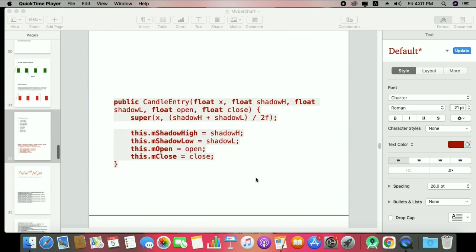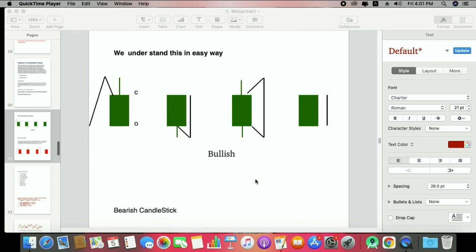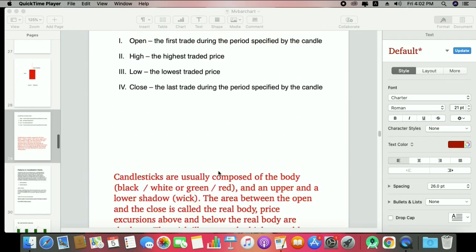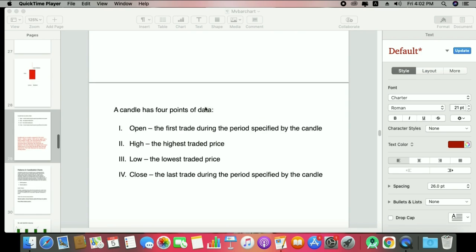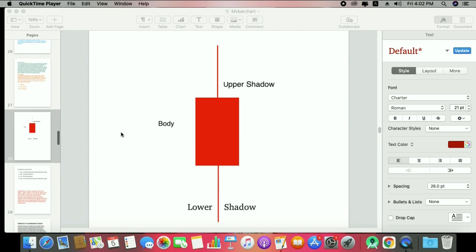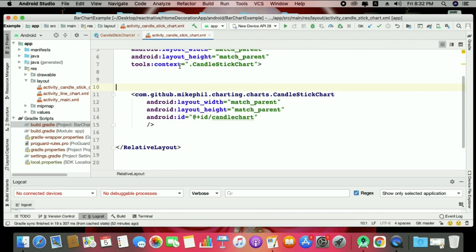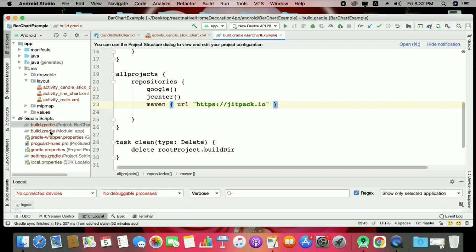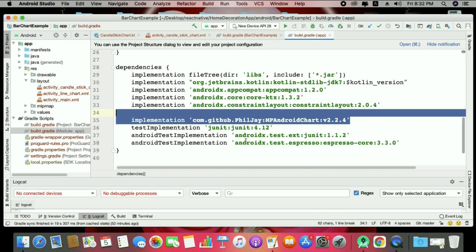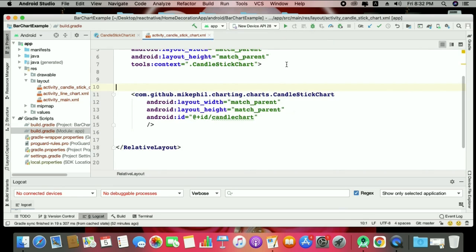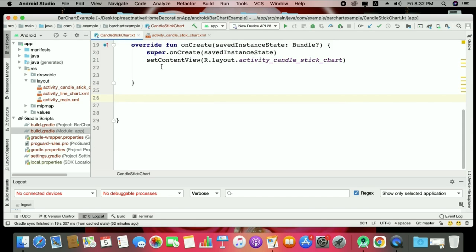So let's start in Android Studio, and see how we can work on this candlestick chart with the patterns we have to follow and the prices we have to work on. Here you can see that we have a candlestick chart, and the same as with your bar chart and line chart, you need these simple implementations in your build.gradle. Now we have to work with your candlestick chart.